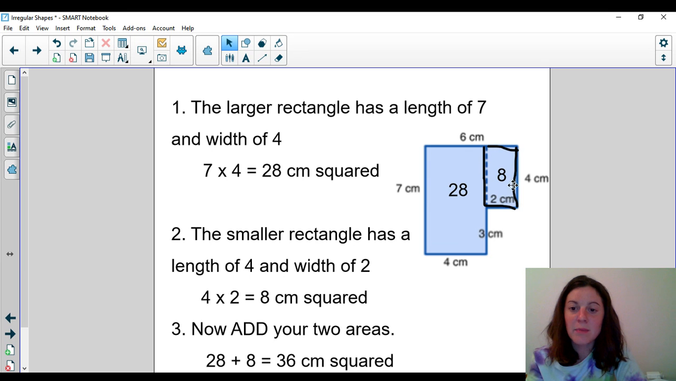I have to add my two areas. My small one is 8, my large one is 28. So 28 plus 8 is 36 centimeters squared. So my whole area of this entire figure will be 36 centimeters squared. That's the first strategy: dividing your irregular shape into two regular shapes and then adding those two regular shapes up to get your total area.